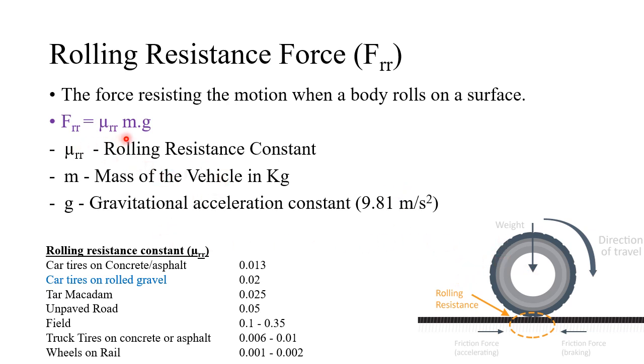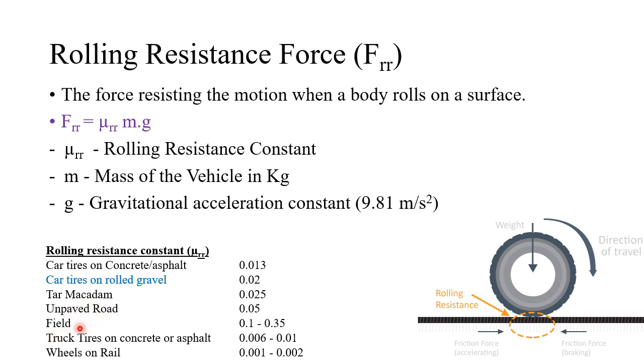So the rolling resistance force can be equated as F_RR is equal to mu_RR multiplied by M multiplied by G, where mu_RR is the rolling resistance constant that depends upon the type of the road, like concrete, rolled gravel, tar road, or unpaved road.